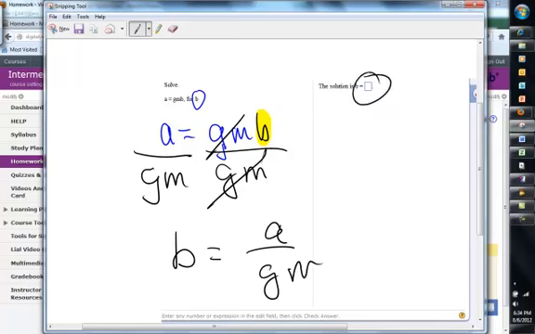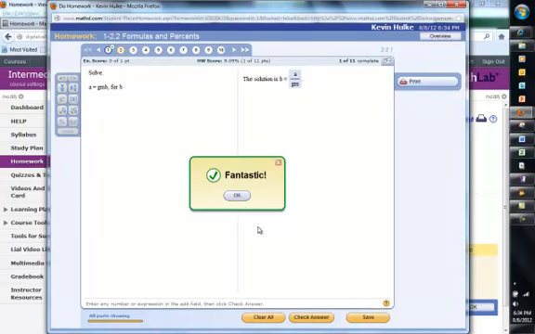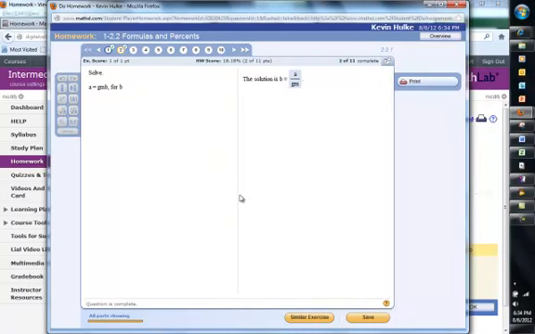So they want us to put the a over gm into this. So we make a fraction, put the a on the top, and gm on the bottom. For some reason, students struggle with these because they're so used to solving for numbers. Just pretend that the letters are numbers and you shouldn't have any problems.